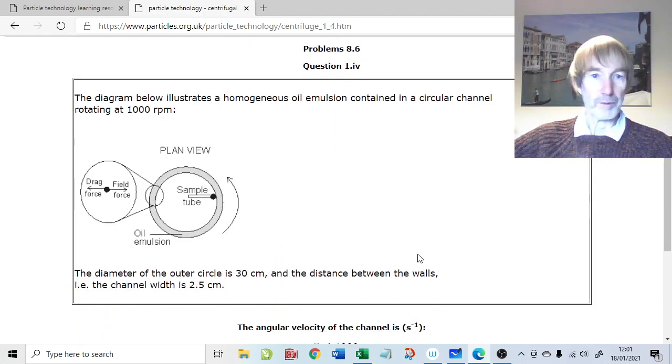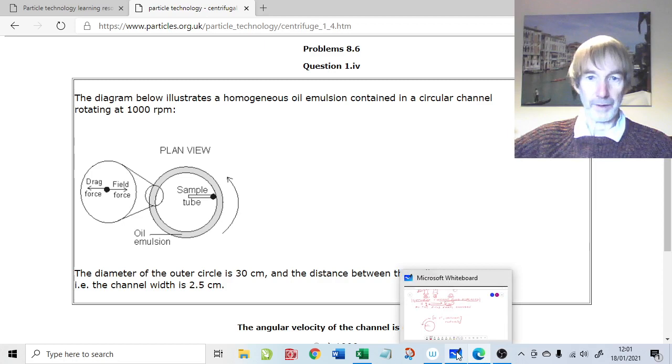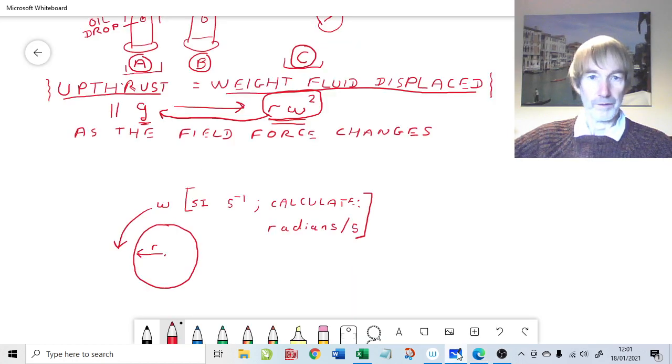Right, here is the problem. The problem is probably better illustrated on the whiteboard. So let's pop over to that. This part of the problem is simply the conversion of a certain number of revolutions per minute into the angular velocity. Now, angular velocity has SI units of seconds to the -1. That's not 5 to the -1, sorry about that, it's seconds to the -1.